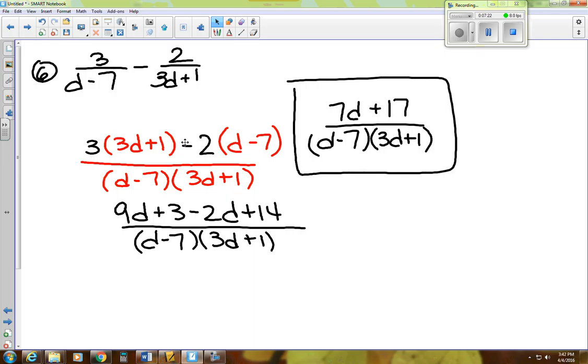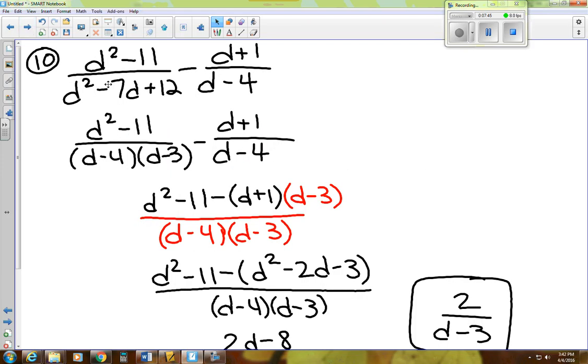So when I distribute that, and over here, I get 9d plus 3 minus 2d plus 14 because it's a negative 2 times a negative 7. And when I clean it up and combine like terms, I get 7d plus 17 over our denominator of our LCD, d minus 7 times 3d plus 1. Okay. And finally, number 10 is the last one we'll do.